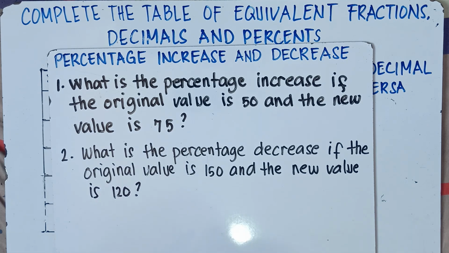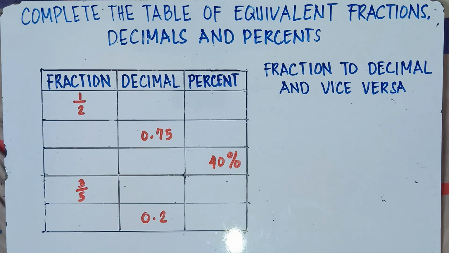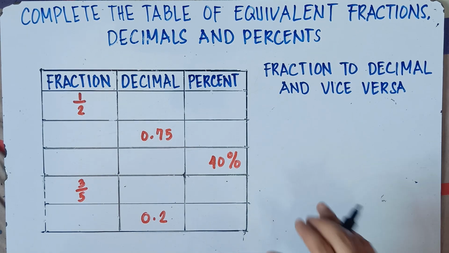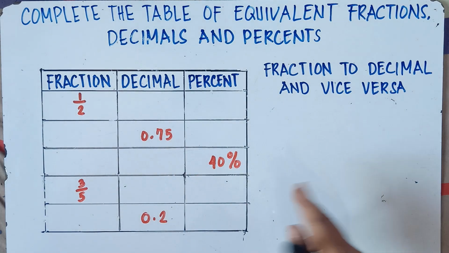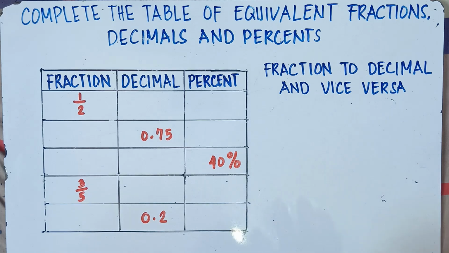Now once again class, when you solve for percentage increase and decrease, you will be dealing with decimals, fractions, and percent. So if the teacher will allow you to use a calculator, that would be a good thing for you because you can just simply answer percentage increase and decrease. But if the teacher will not allow you to use a calculator, you need to do it manually. So that's why you need to master converting fractions to decimal, decimal to fractions, decimal to percent, and percent to decimal. But once again class, do not be worried because we will be explaining this one step by step.